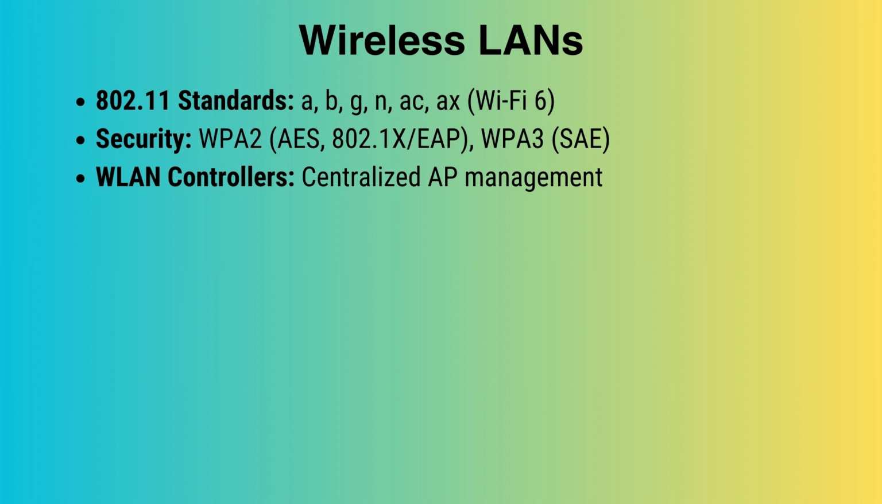Wireless LANs use various 802.11 standards, A, B, G, N, AC, and AX, for wireless communication, with security protocols like WPA2, using AES encryption and 802.1x/EAP authentication, and WPA3, using SAE. WLAN controllers provide centralized management of access points, APs, enhancing network scalability and security. Understanding WLANs, including 802.11 standards, security protocols, and WLAN controllers, is essential for deploying and managing wireless networks effectively.